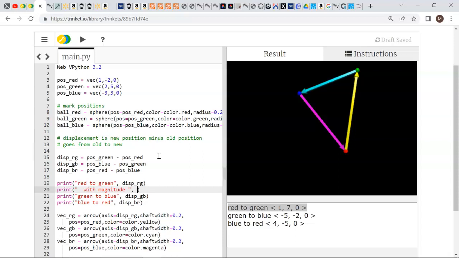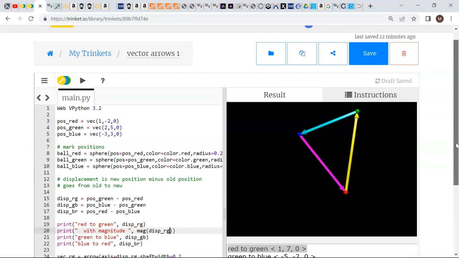I do not want to type in all the math of the Pythagorean theorem because VPython has a function that will do that called mag, for magnitude. Inside the parentheses, the vector whose magnitude I want to calculate, which is the displacement, disp_RG. So I can calculate the magnitude of a vector and print it out. Let me show you that that works.